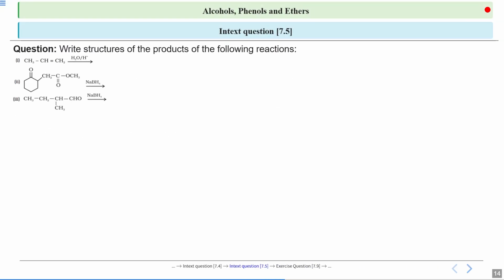Now, let us move to the next question. Write the structures of the products of the following reactions. The reactions are given to you. You have to write the products of these reactions. So try solving it on your own and then we will discuss. I give you 40 seconds for this question. You solve it and then we will see the solution. So your time starts now.